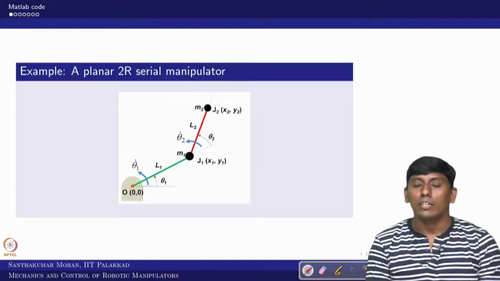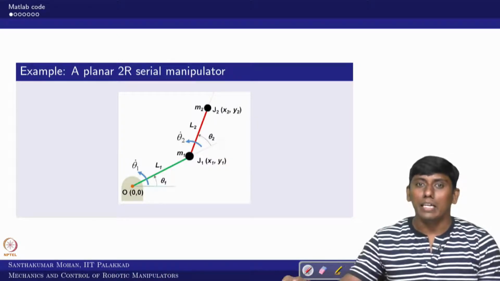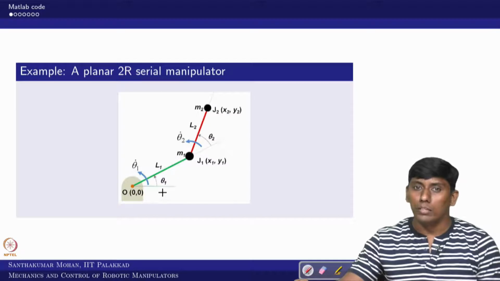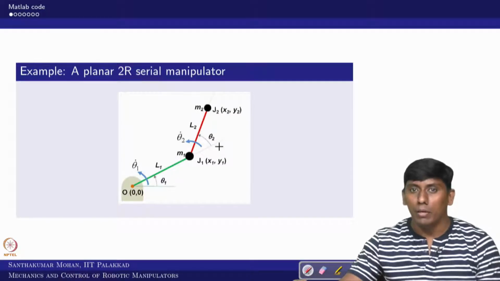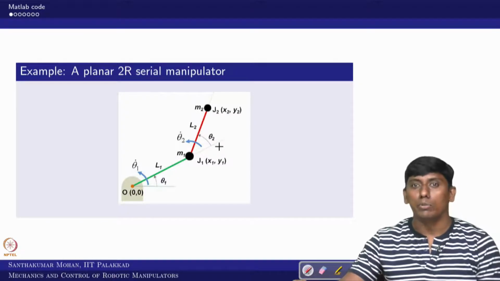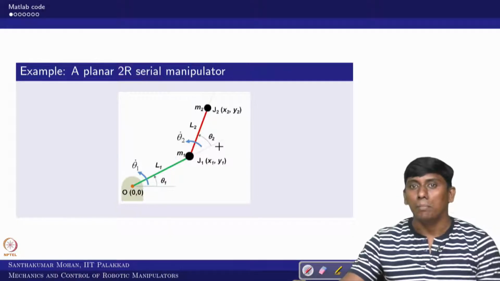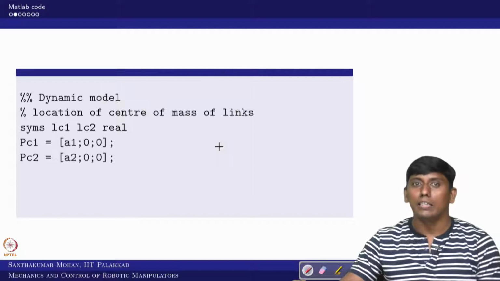In that case, if I know M1, M2, and if I know L1 and L2, and I assume that theta 1 and theta 2 are the joint variables, I can derive the equation of motion with the help of forward propagation and backward propagation together. So for that I am rewriting that equation.